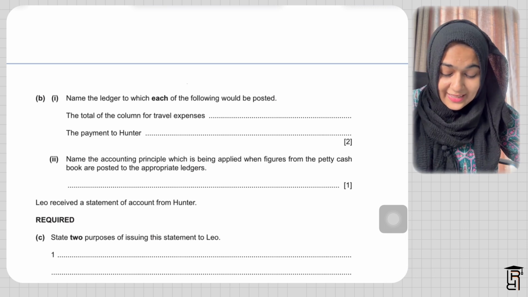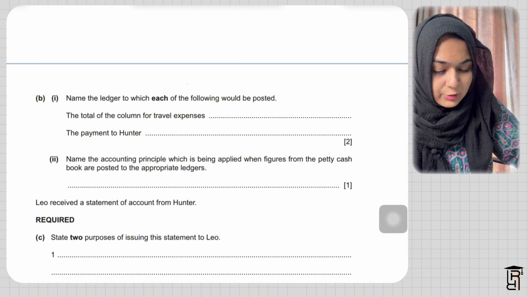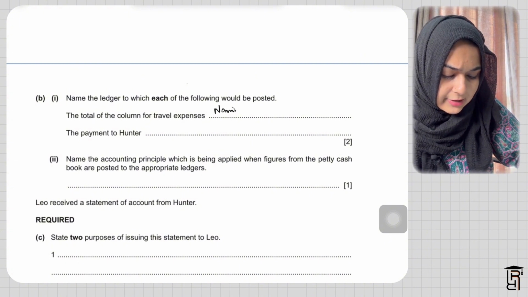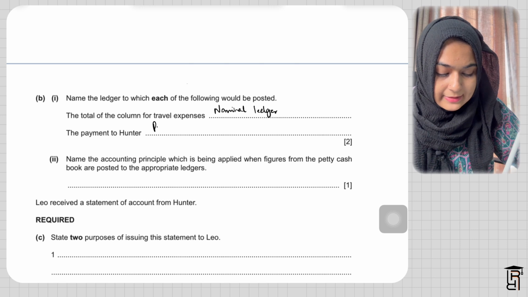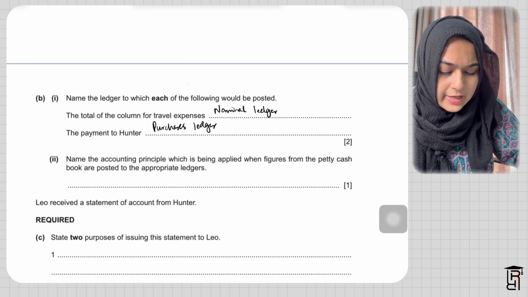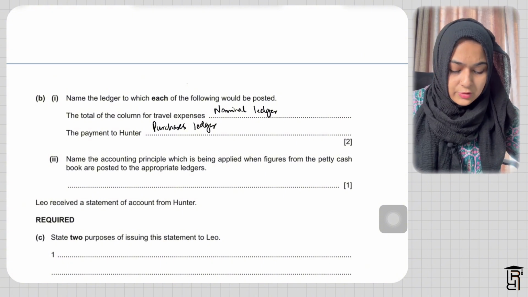The next question here says, name the ledger to which each of the following would be posted. The total of the column of travel expenses would be posted to the nominal ledger. Like I told you guys, nominal ledger. And the payment made to Hunter will be posted to the purchases ledger in Hunter's account. So Hunter's account will be debited in the purchases ledger and petty cash will be credited.